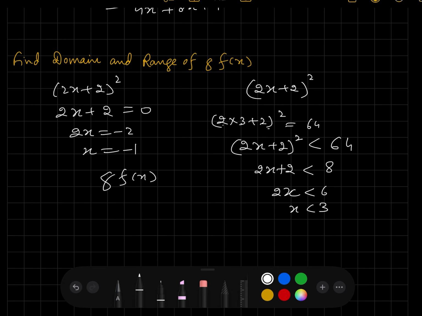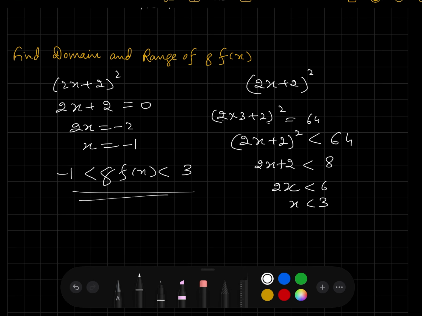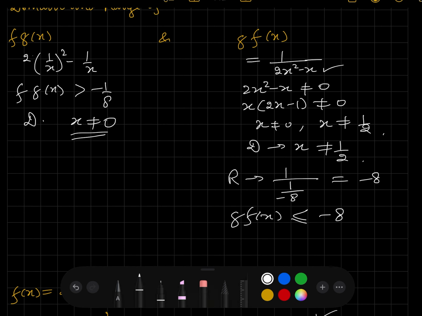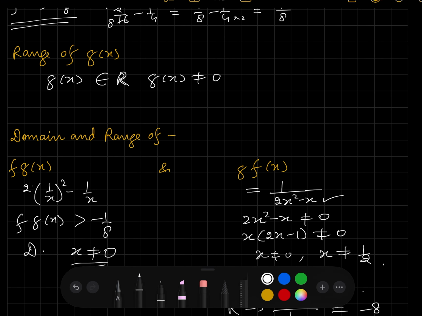So let us write the range now. That means it is greater than negative 1 and less than 3. This becomes the range of our g of f(x). I hope it is clear now. Yeah, we will do some more questions in the next video. Yeah, hope it is clear. All the best.